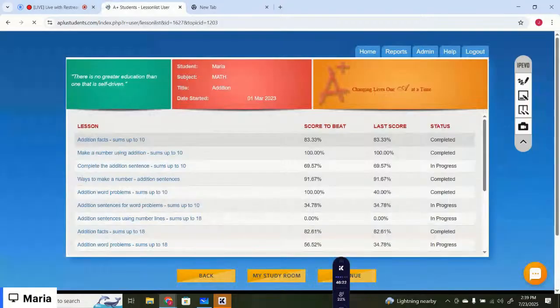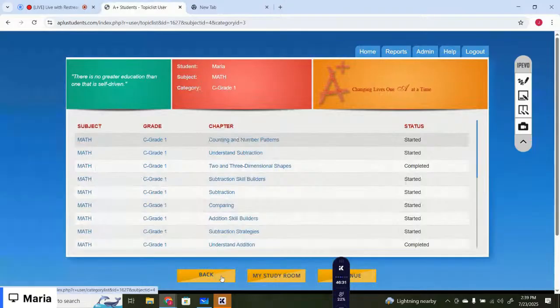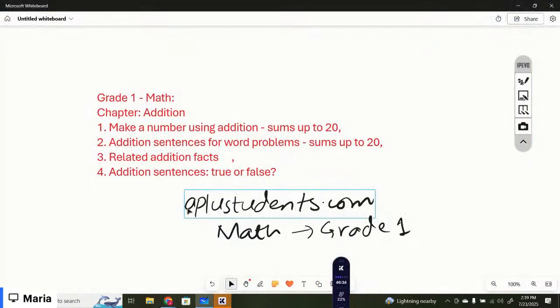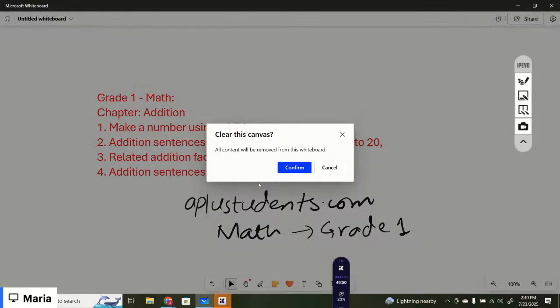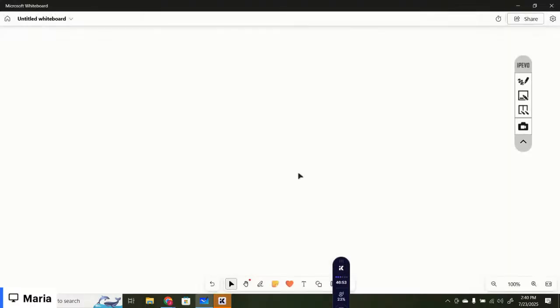So we were working on grade 1 math. The chapter we were working on is addition. The lessons we have covered today are make a number using addition, sums up to 20; addition sentences for word problems, sums up to 20; related addition facts; and addition sentences true or false. Please make sure that before the next session you complete all the practice questions for the lessons we just did. That is your homework until the next session.